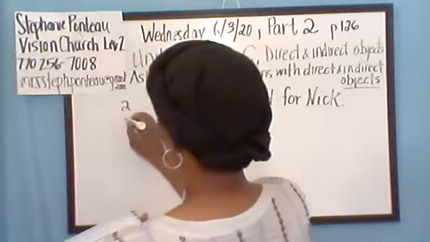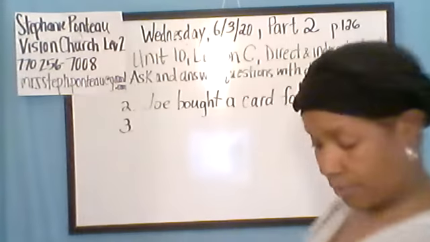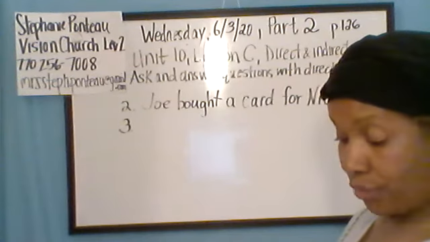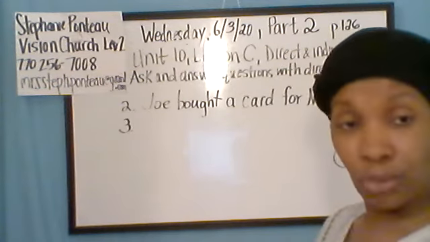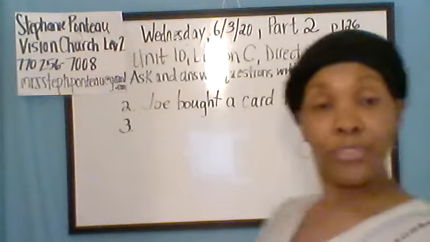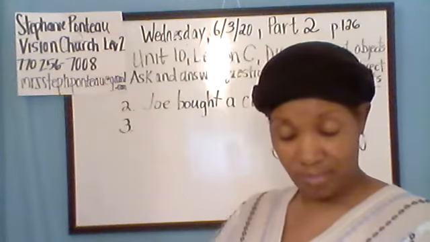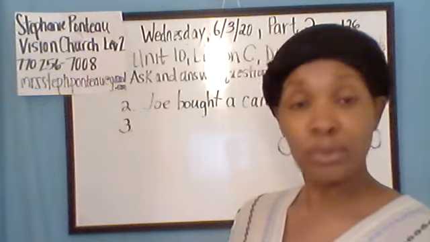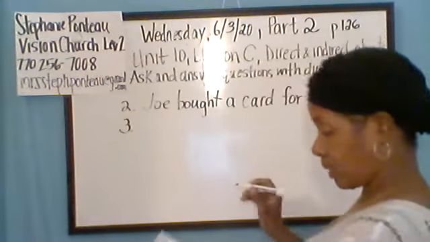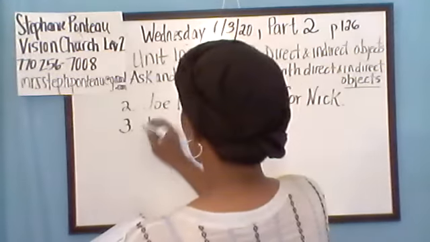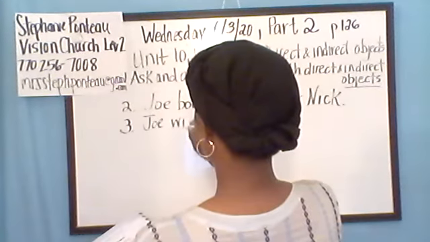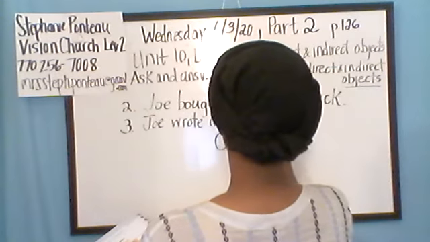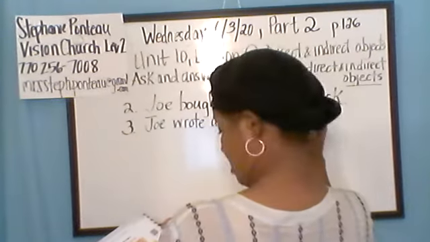All right, number three. What was on the to-do list? The third thing on the to-do was write a letter to Pam. So what did Joe do? Joe. I keep getting his name mixed up. What was the third thing that Joe did yesterday based on his to-do list? Joe wrote a letter to Pam.